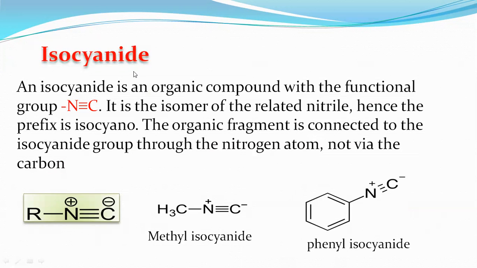This is for the isocyanide. Cyanide has the CN functional group; for the isocyanide it is N triple bond C. An isocyanide is an organic compound with the functional group N triple bond C, and it is the isomer of the related nitrile, hence the name isocyanide. The functional group is NC. Methyl isocyanide is an example, and for the aromatic isocyanide, C6H5NC, phenyl isocyanide, nitrogen is positively charged and carbon gets the negative charge.